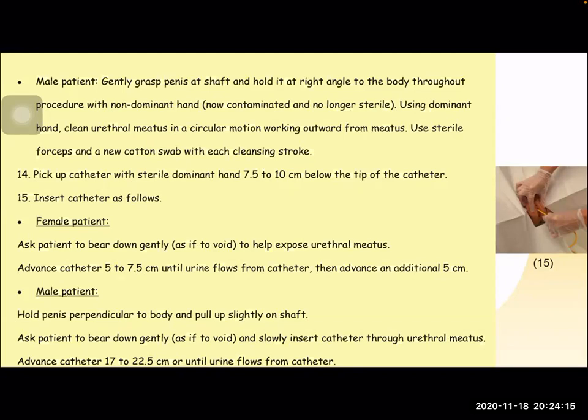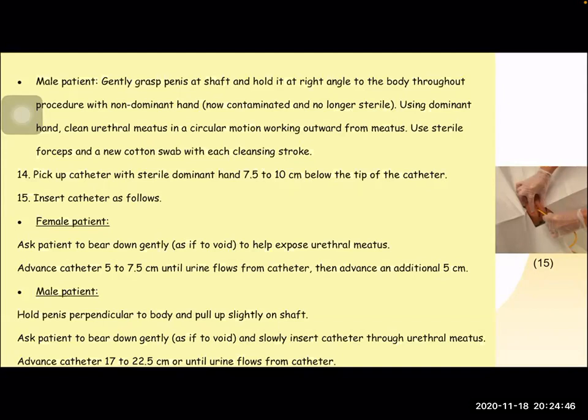And then for the female patients, when inserting the catheter, ask the patient to bear down gently, or you can also ask the patient to cough to help expose the urethral meatus. And then advance the catheter 5 to 7.5 centimeters until the urine can be seen to flow from the catheter, and then advance more, about 5 centimeters.